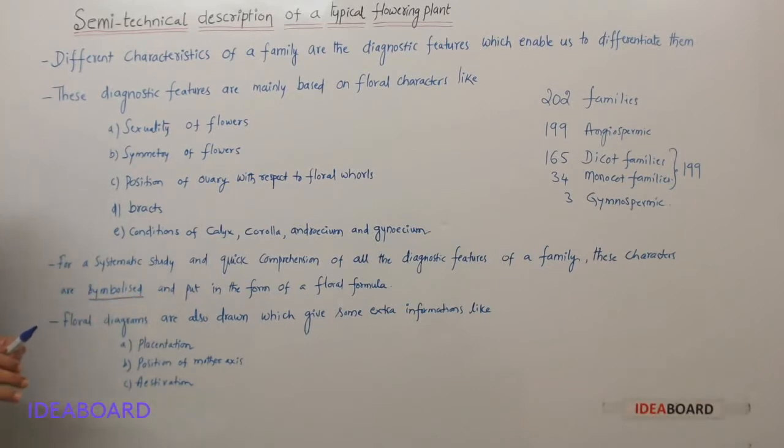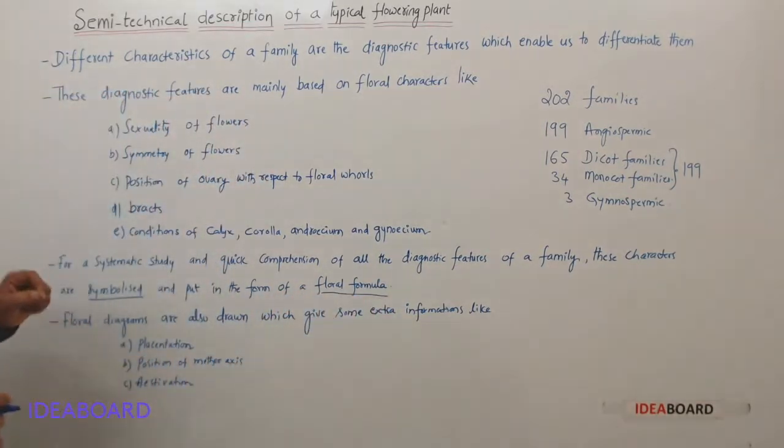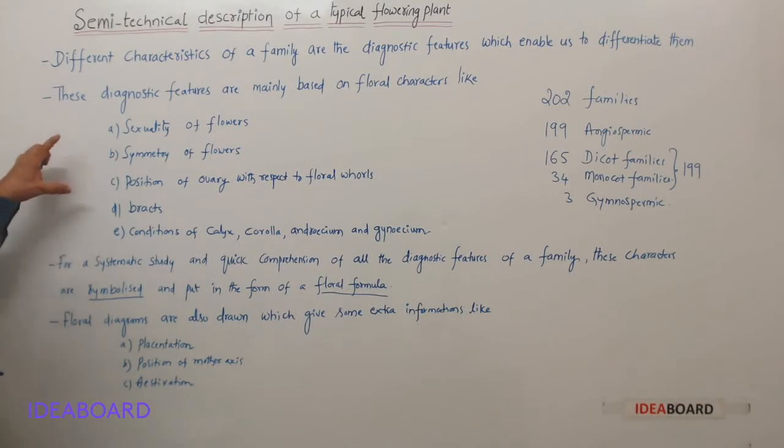For a systematic study and quick comprehension of all these diagnostic features of a family, these characters are symbolized and put in the form of a floral formula. So you have to understand this. That means you have to remember what can be represented in the floral formula and what cannot be represented in the floral formula.